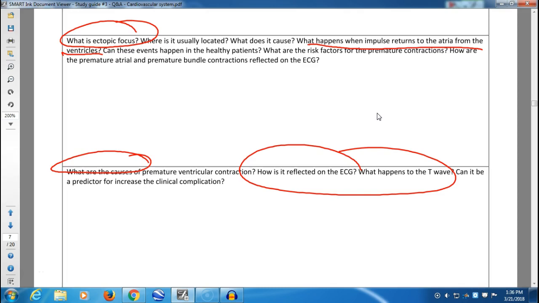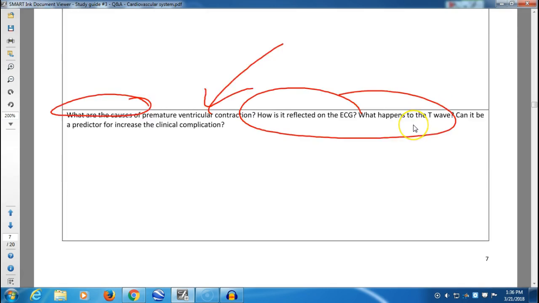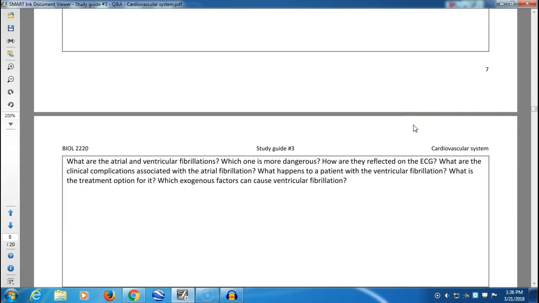Okay. Now, if somebody has a premature ventricular contraction, is that a predictor for something? For VFib, yes. So atrial fibrillation. Basically, what is fibrillation? Uncoordinated contractions. Which one is deadly? VFib. How is it reflected on ECG? Huh? Shaking, yeah. So basically waves without any particular order.